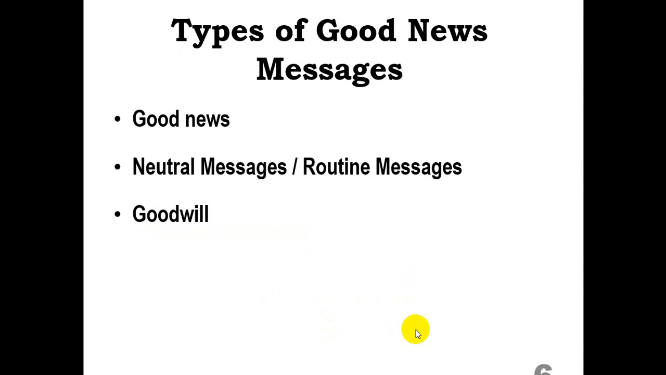Now, there are three types of messages we generate under the heading of good news messages. Number one is good news messages. Number two is the neutral or the routine messages. And the last one is the goodwill messages. Okay, I think यही तक के रखते हैं.